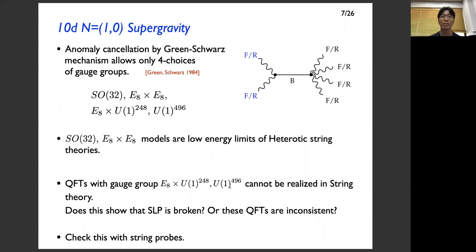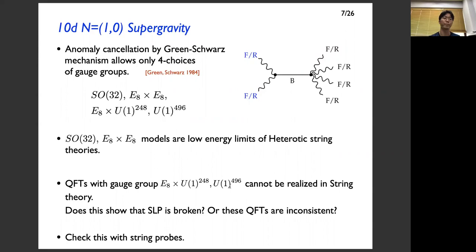Okay, if they exist, then the string Lamport's principle conjecture will be broken even for this large amount of supersymmetry for chiral. So these 10D theories are already quite interesting examples. So let's study these theories with the string probes, okay?